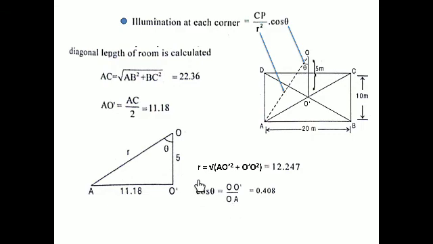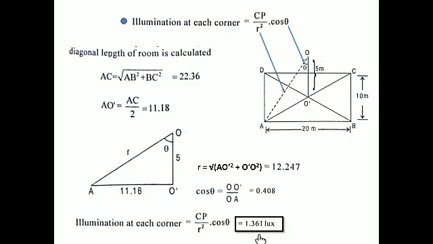That's all, people. Now you can easily find R and the cos theta value. Substitute these two data into this equation, which gives the illumination at the corner. From this equation, CP is already there, R is already found, and cos theta is already found. Substitute all these and find the illumination at each corner. That is nothing but 1.3 lux. Just solve and check this problem.